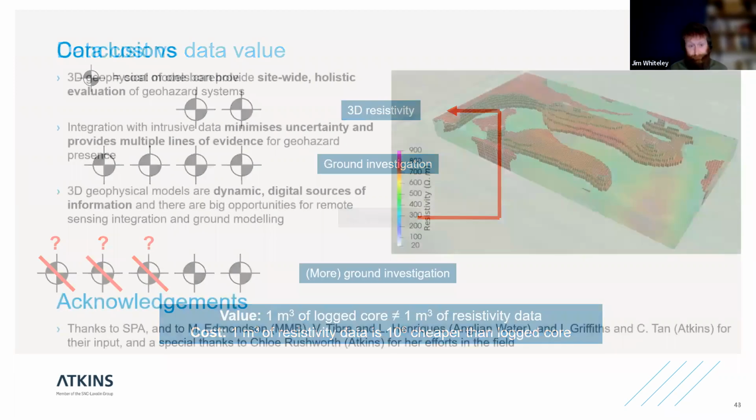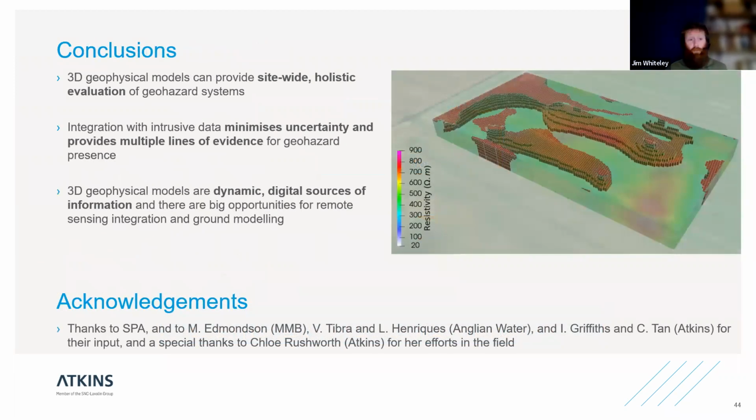So with that, just some very, very brief conclusions. If anything, I want people to take away from this that 3D geophysical models have a really important role to play in the right types of projects for understanding unseen ground hazards. So where we don't have obvious manifestations of hazards at the surface, being able to get this 3-dimensional site-wide holistic data is a really good way of trying to broadly understand what the changes in character of the site are and understanding heterogeneity associated with those geohazards.